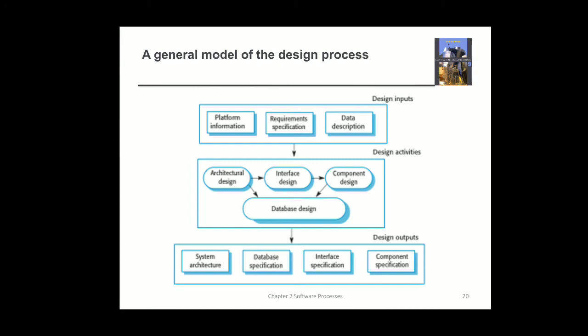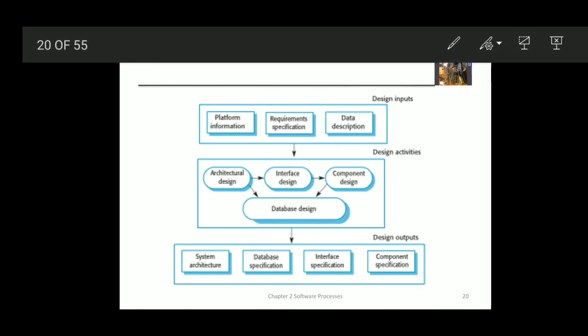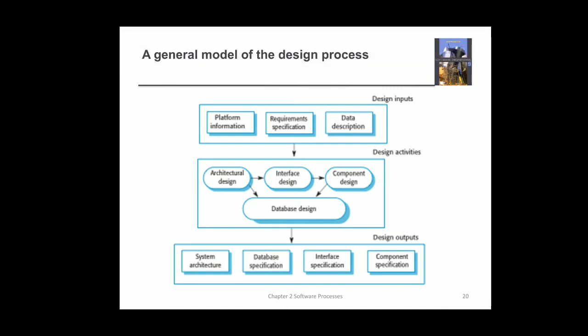Now we'll see what outputs we are going to have from this design phase. Once the design phase is completed, we'll have the software architecture with us, then the database specification, then the interface specification and the component specification. These are the byproducts of the design phase.